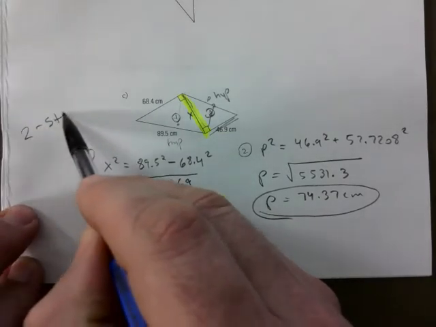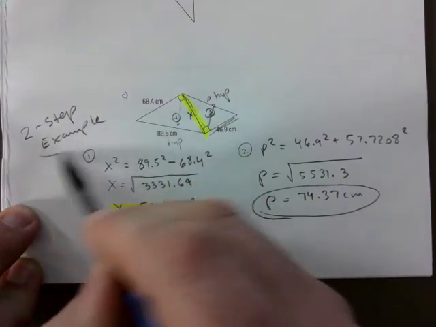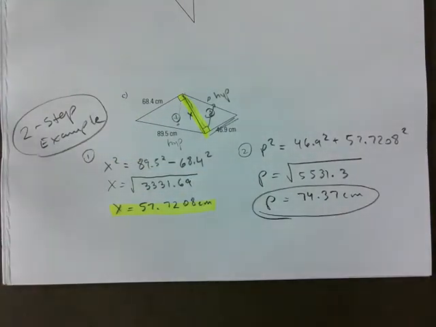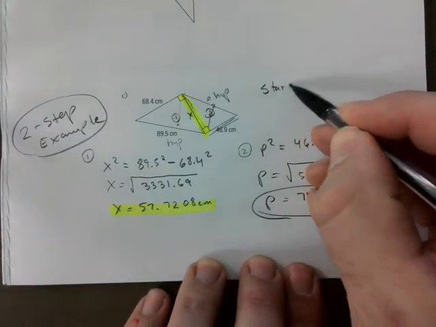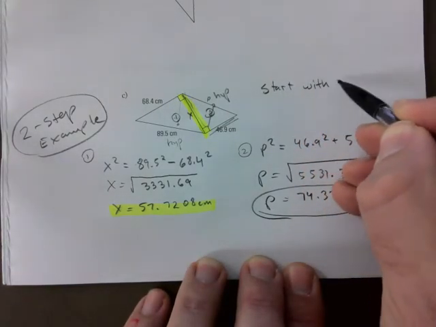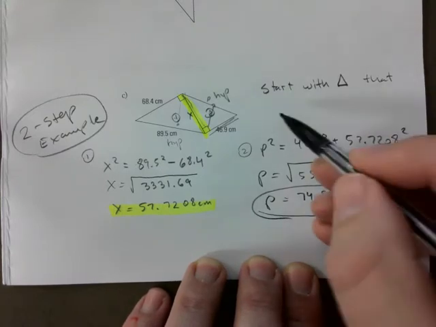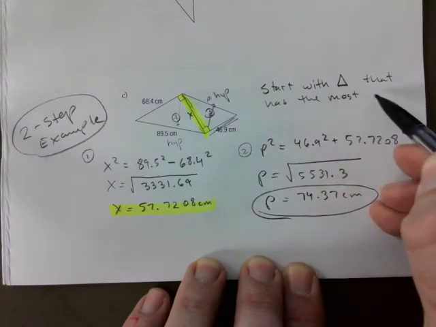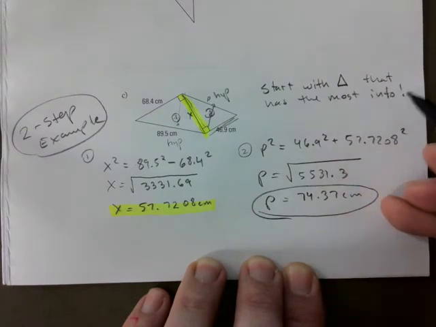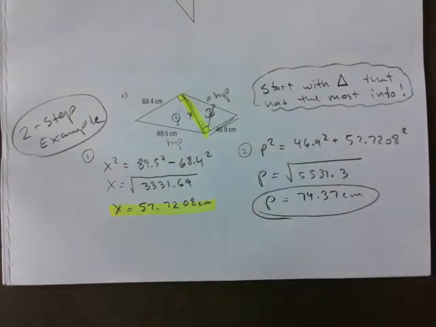So this is a 2-step example. If you need to, I will add this here: start with the triangle that has the most info. That's the key here. Start with that one and then move over to the other one, okay?